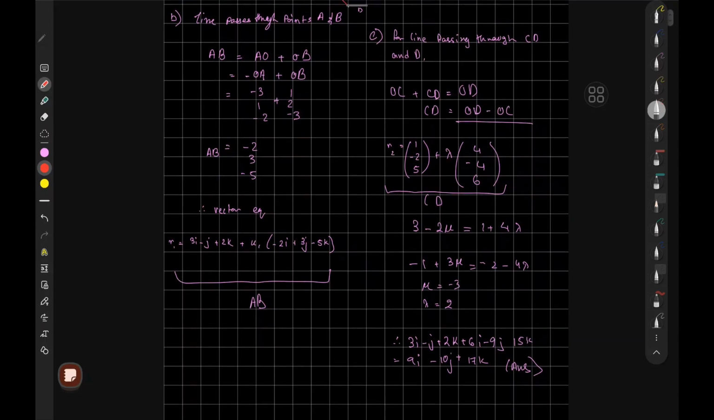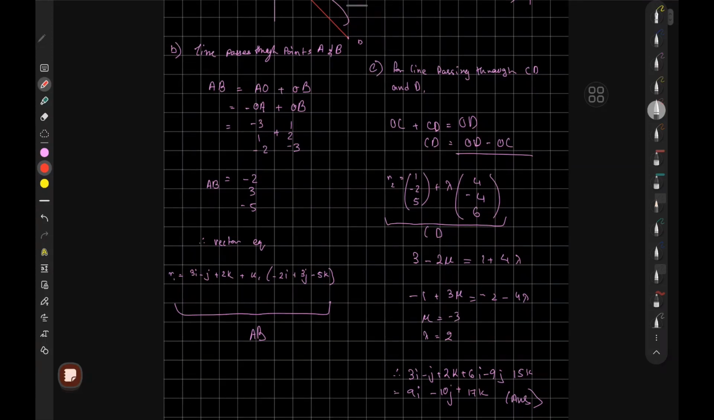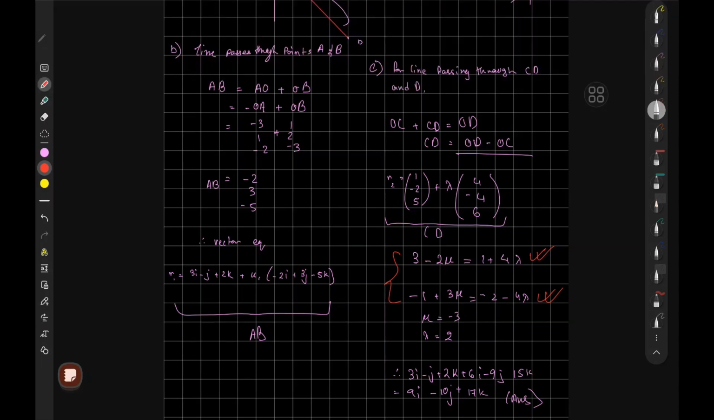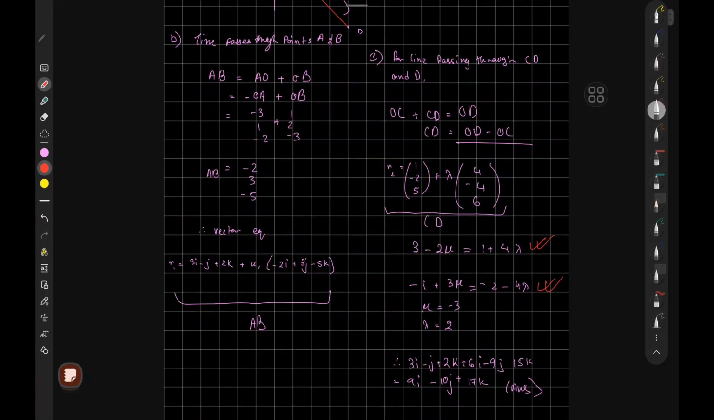Eventually you're going to get the values for both mu and lambda. So basically you compare the x coordinates, then you compare the y coordinates, which is minus 1 plus 3. In this case only comparing the x and y is enough, as if you solve them simultaneously, you're going to get the values for mu and lambda. So put these values in your calculator and solve them simultaneously, and you get the value for mu and lambda.